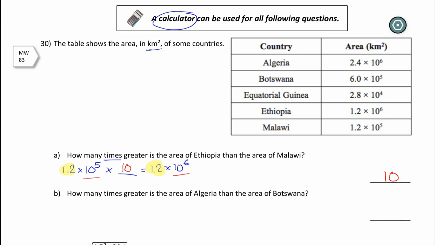Ethiopia, than Malawi. Now we could have also done that by doing a division. So we could have done 1.2 times 10 to the power of 6 divided by 1.2 times 10 to the power of 5. 1.2 divided by 1.2 just gives 1. And 10 to the power of 6 divided by 10 to the power of 5 gives 10 to the power of 1. And there's no point timesing anything by 1, so the answer is just 10 to the power of 1, or 10.